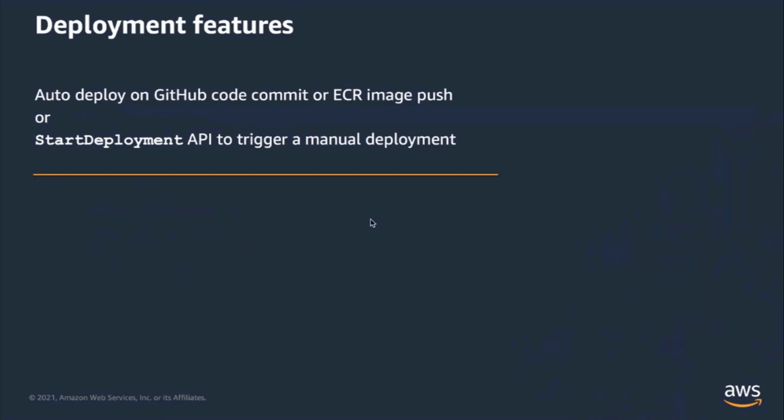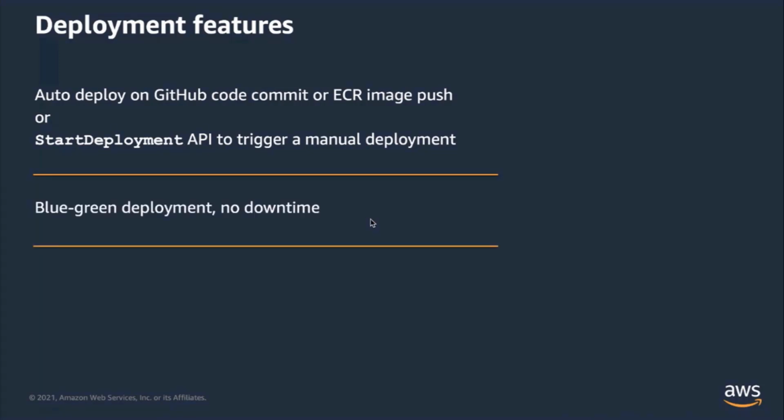So deployment-wise, we saw this when we were creating the service. There were 2 options. You can choose to opt into auto deploy, which means every time you make a code commit to your GitHub repo, or if you're starting with a container image, every time you push a container image, App Runner will automatically pick up that change and deploy it out to your application. Or if you don't want to opt into that experience, you can also use the manual trigger start deployment API to hook it up to your own CI/CD pipelines.